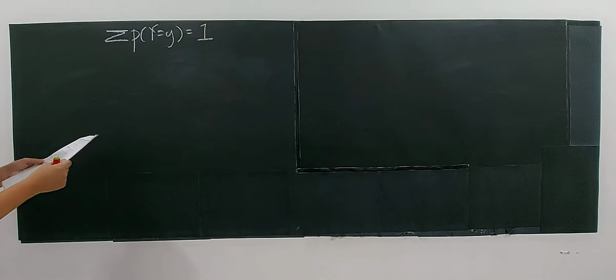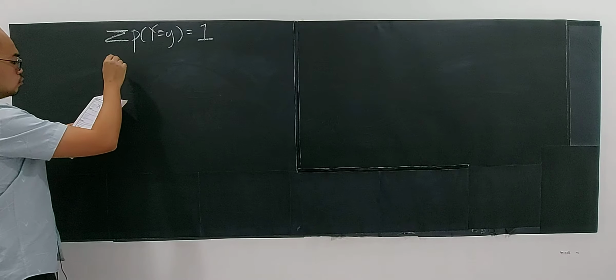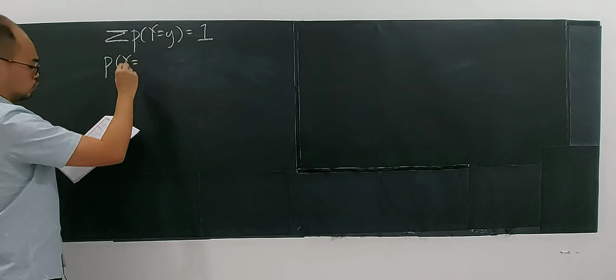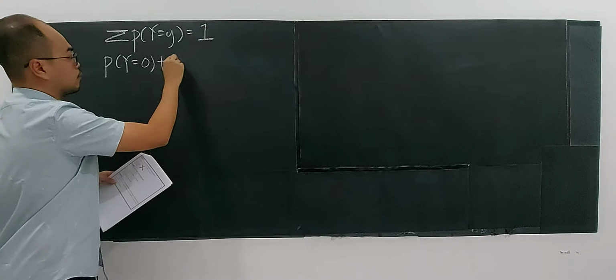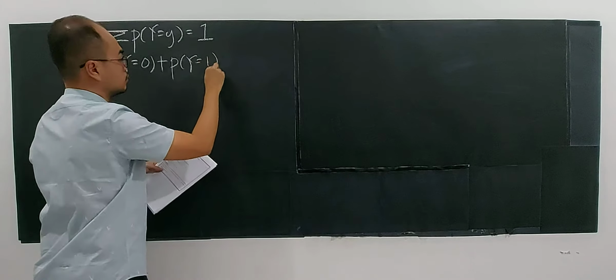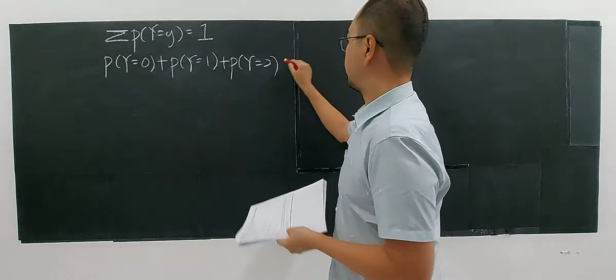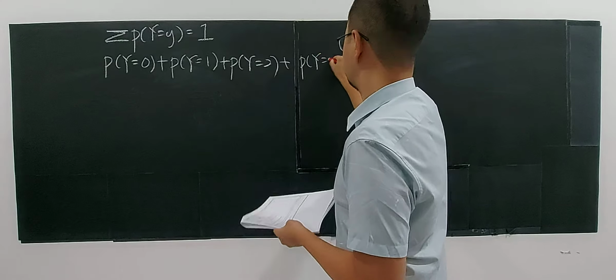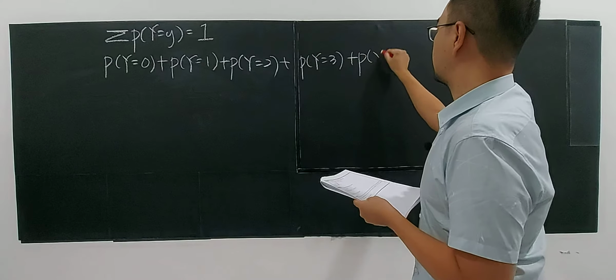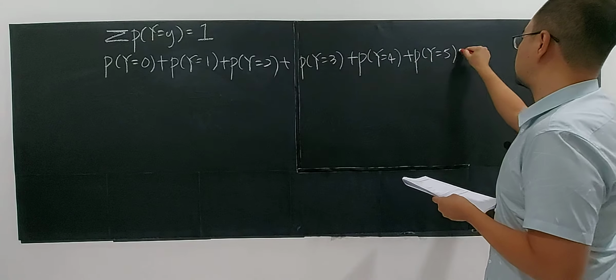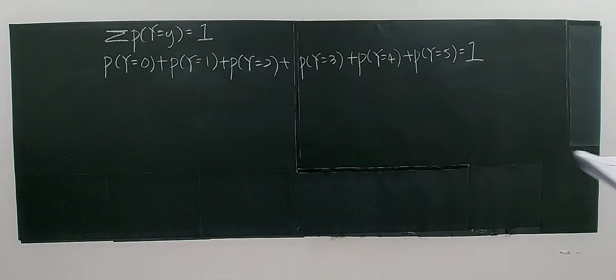The probability of 0, 1, 2, 3, 4, and 5. So you know that the probability of y equals 0, plus the probability of y equals 1, plus the probability of y equals 2, and the probability of y equals 3, and the probability of y equals 4, plus the probability of y equals 5, everything must be 1. Add up the probability, all must be 1, because these are all the random variable values given by the question.